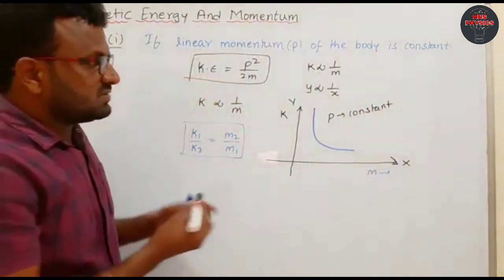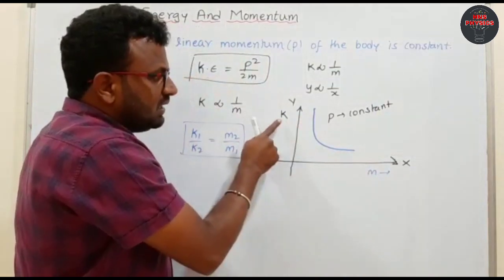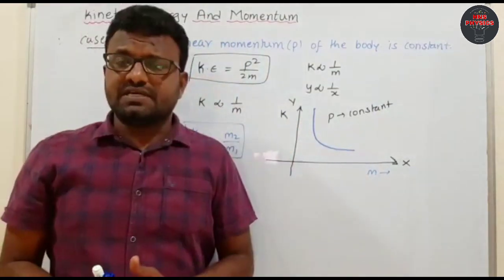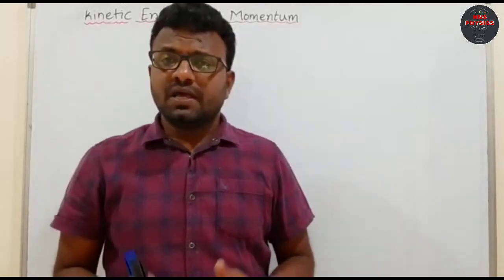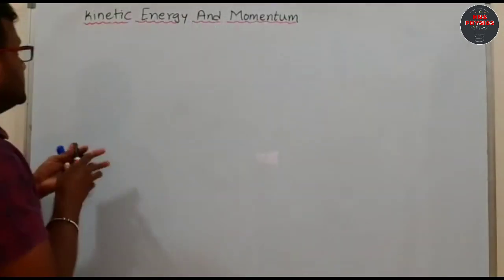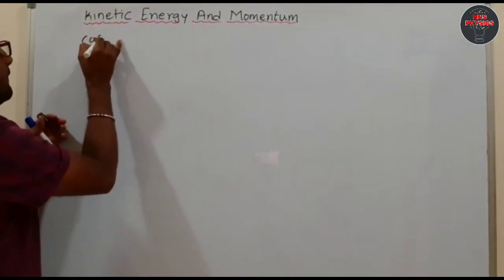So this will come, the graph between the kinetic energy and mass, right? So this is the first case, ma. Now case 2, ma: if the kinetic energy of the body remains constant.